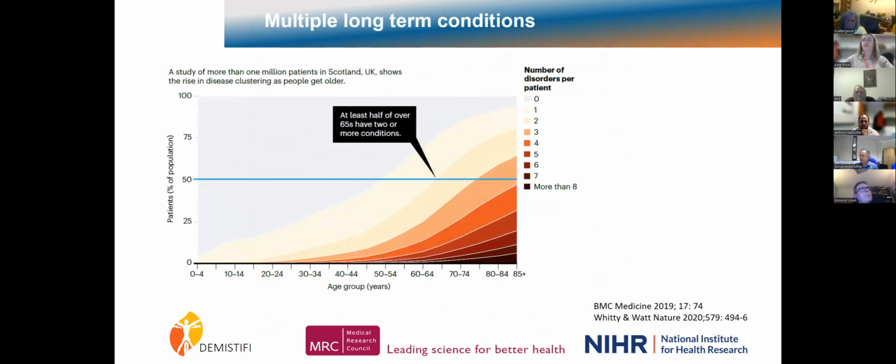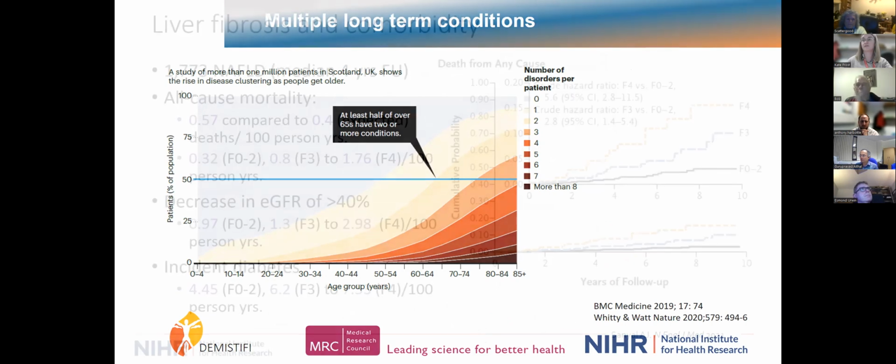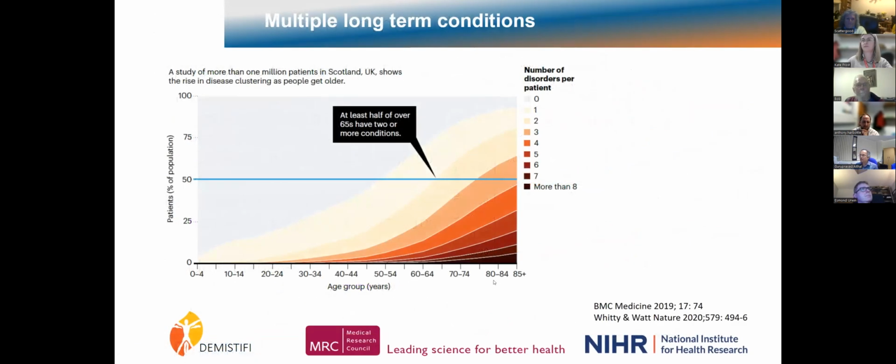So the reason is that it seems to be a common problem. This is the data from a Scottish cohort. I think it's what is called the West of Scotland Coronary Prevention Trial data, which shows that by 65, half of the population have got 2 or more conditions. And it is assumed to be due to an aging population.